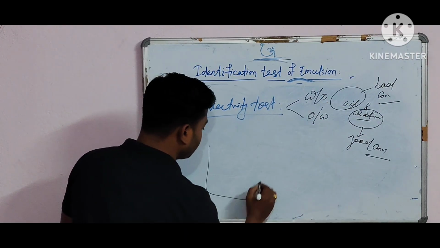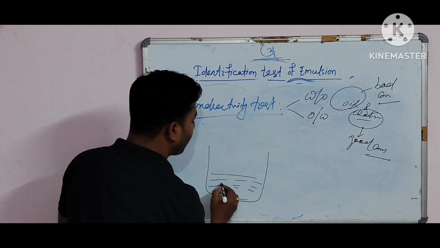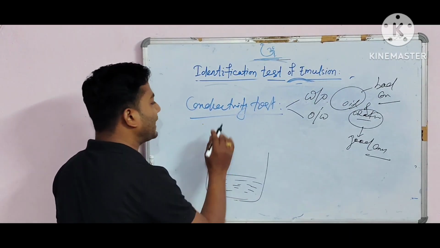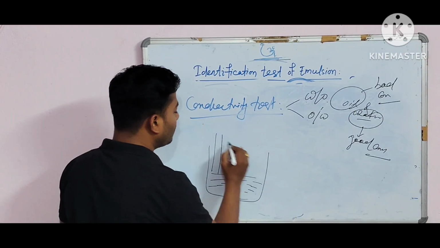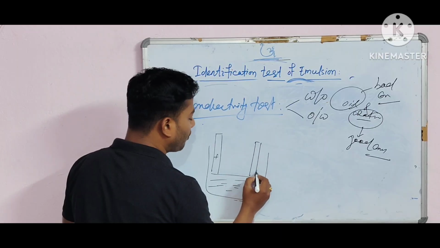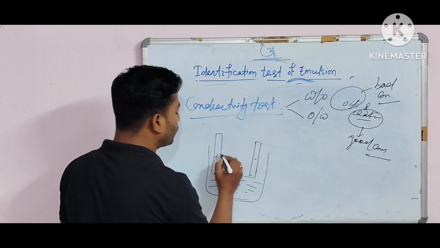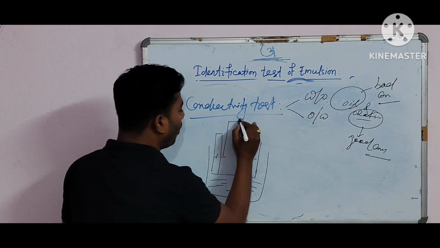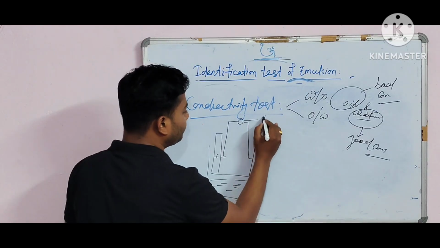Suppose I don't know which type of emulsion is in this beaker. In this emulsion you have to pass the electricity. So how? You have to add two electrodes, positive and negative, in this emulsion, and between these electrodes you have to place a low voltage bulb.